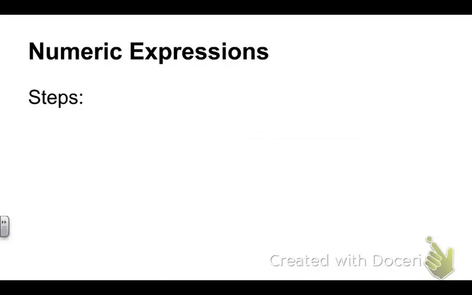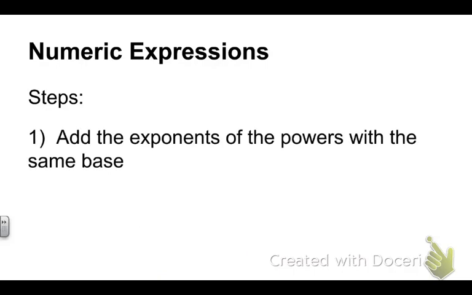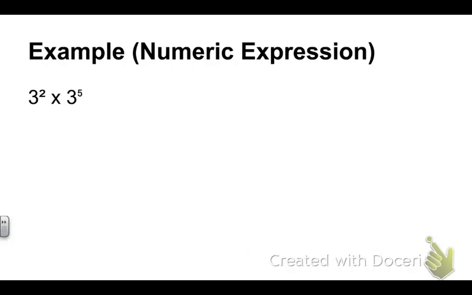So the steps with that are to first add the exponents of the powers with the same base. And then the second step is to simply simplify. So an example of a numeric expression is when you have something like 3 squared times 3 to the 5th.